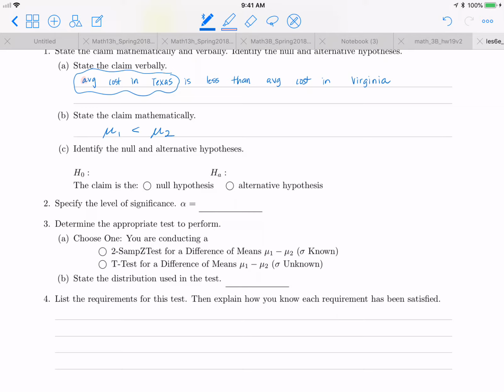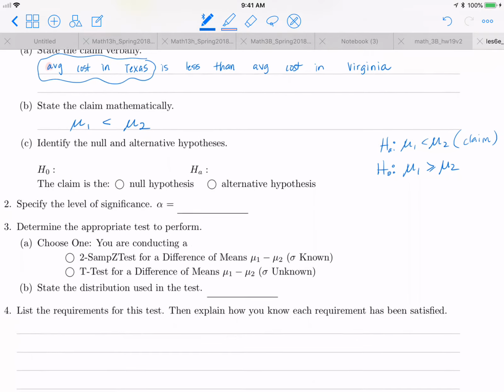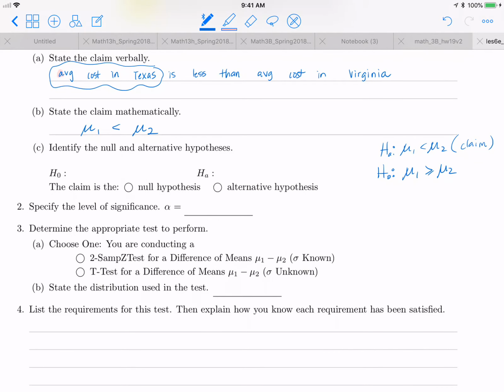Now we need to write the complement. So mu 1 less than mu 2, that's the claim. The complement is mu 1 greater than or equal to mu 2, and this is also going to be our null hypothesis. Our alternative hypothesis is going to be the claim. So the null hypothesis is mu 1 greater than or equal to mu 2, and the alternative hypothesis is mu 1 less than mu 2.